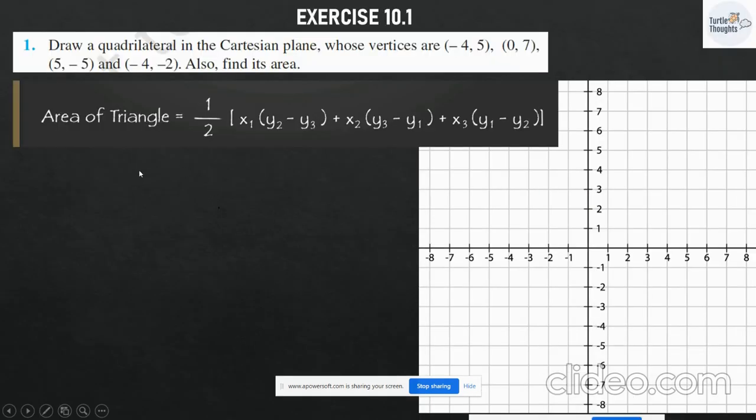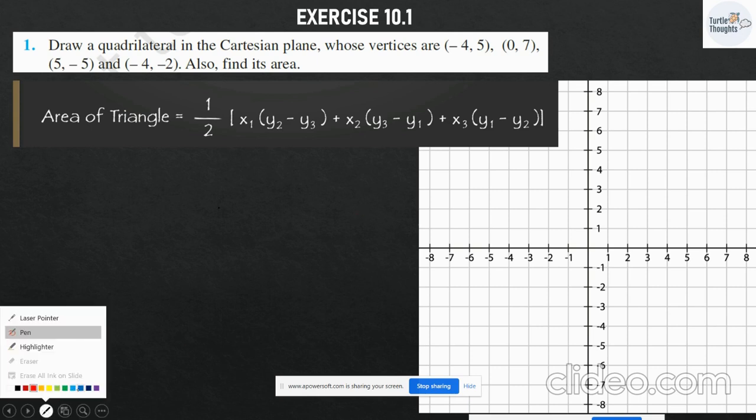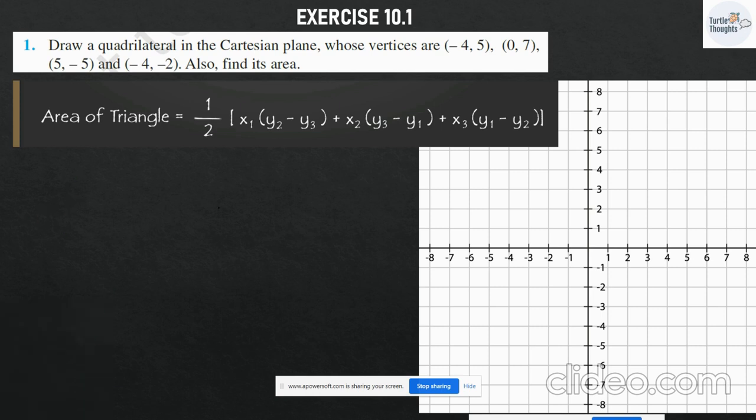Okay. So the area of the triangle is given by half x1 multiplied by y2 minus y3 plus x2 multiplied by y3 minus y1 plus x3 multiplied by y1 minus y2. Now let us consider the first triangle, say the triangle ABC. In triangle ABC, let me consider A as x1 comma y1, B to be x2 comma y2, and C to be x3 comma y3.